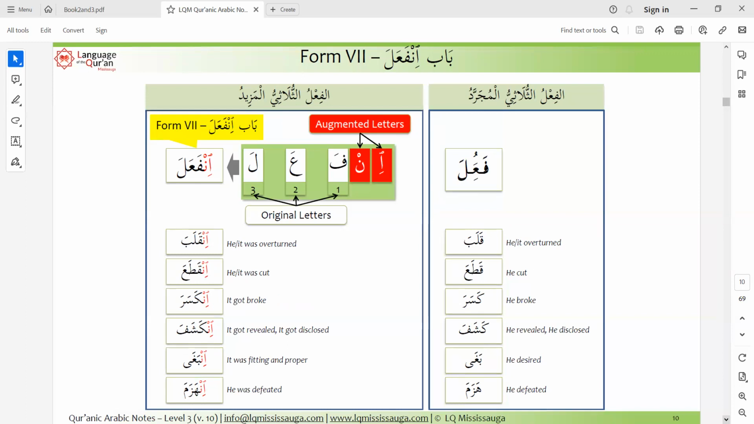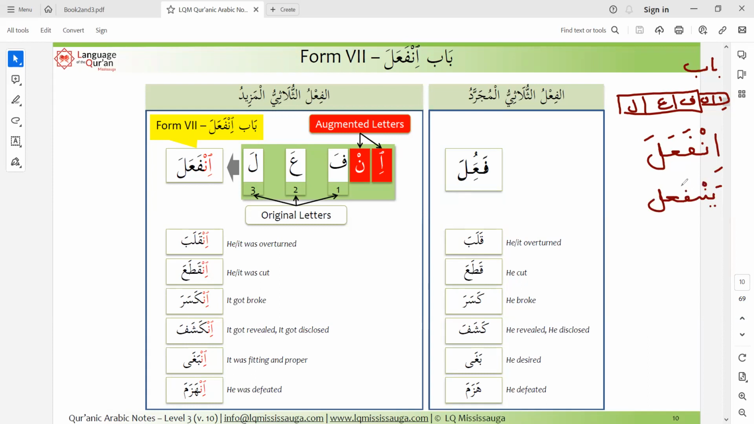Okay, this is bab in fa'ala. So we will again draw the same table of fa, ain, and lam kalima, and then with an addition of hamzatul wasl and noon. Okay, so in fa'ala, and the mudari'a is yanfa'ilu. And the masdar from this bab is infi'alun.